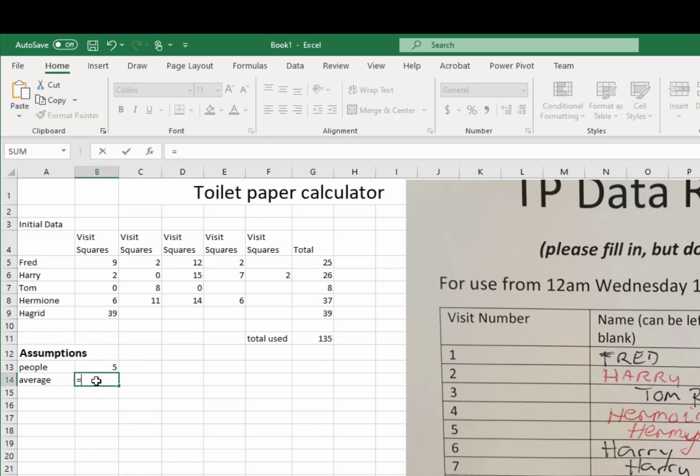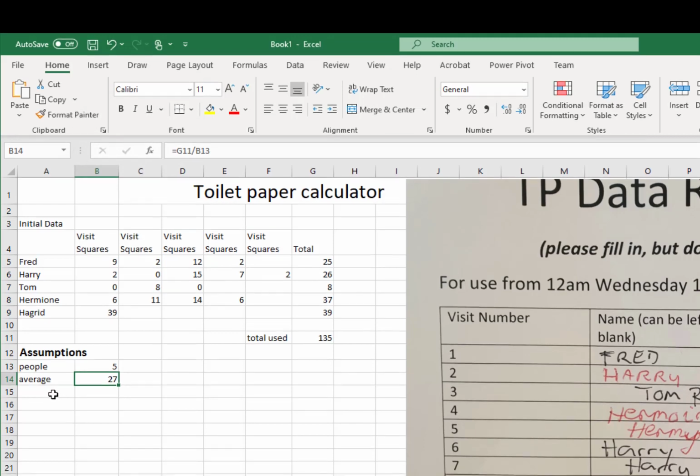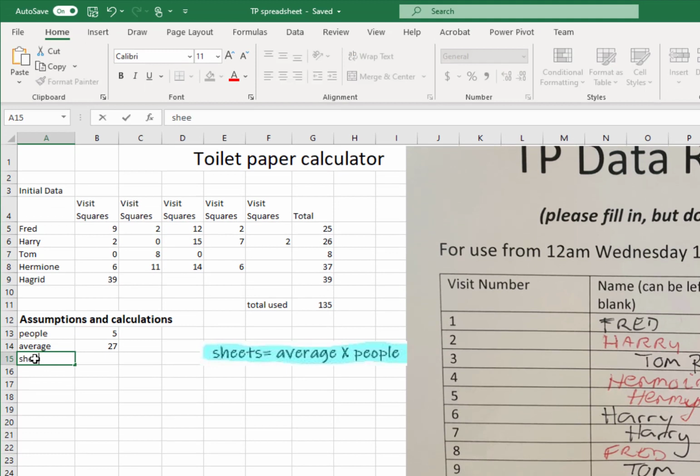So my average is going to equal that total used divided by the number of people in the house. And when I click the tick, that gives me 27 as the average squares per person. Now, the sheets is going to equal the average multiplied by the people. So if I multiply the average by the people, then I'm going to get 135, which is the same as the total used, so I know that my calculation is correct.